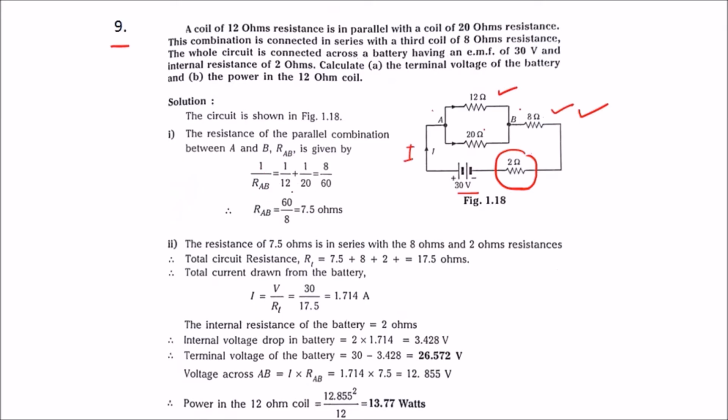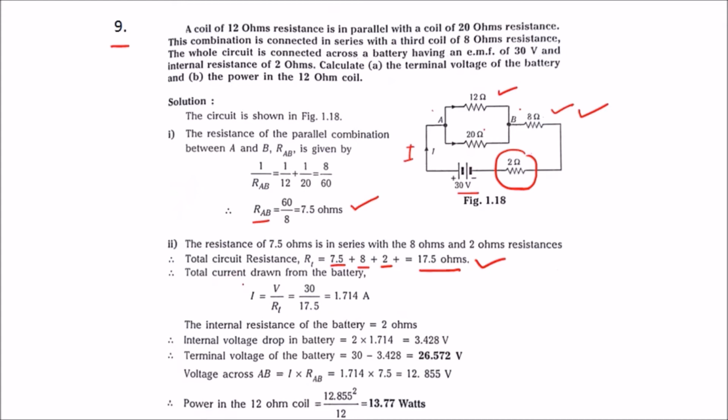We know the formula. 1 by RAB is equal to 1 by 12, the resistance value of the first resistor, plus 1 by 20, the resistance value of the second resistor, which is equal to 8 by 60. Therefore the resistance RAB is 7.5 ohms. Then all the remaining resistors are in series, so we can add 8 and 2 with 7.5. By adding 7.5, 8 and 2, we get the equivalent resistance, that is 17.5 ohms. Now we can calculate the current.